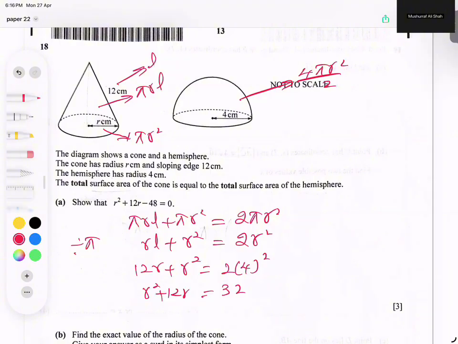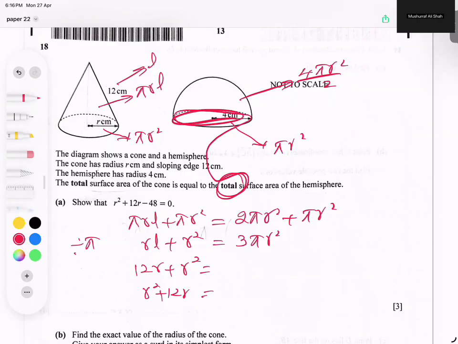Okay, and wait a minute. One more important part. What is the bottom part? Circle pi r square, and I missed that pi r square. So this becomes 3 pi r square then. This becomes 3 pi r square, students. Okay, this becomes 3 pi r square. Why 3 pi r square, students? Because we have the word total. It means the circle is also part of the solution.